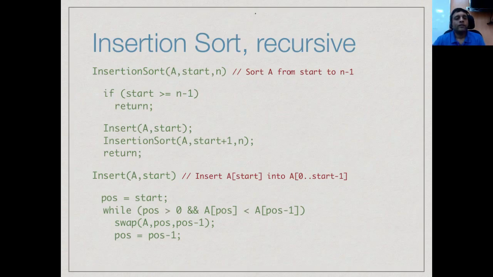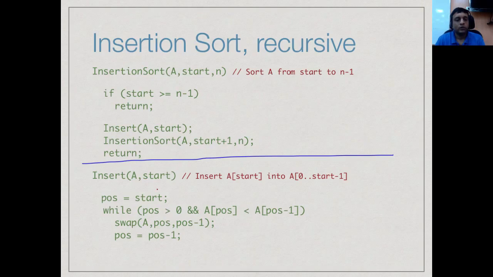So now we have a recursive formulation in two parts. We have insertion sort itself, which says sort this unsorted segment from start to n minus 1. If start is already at n minus 1, return. Otherwise, insert the value at position start into the rest of A, which we will see below, and then recursively sort the rest of the array from start plus 1 onwards.